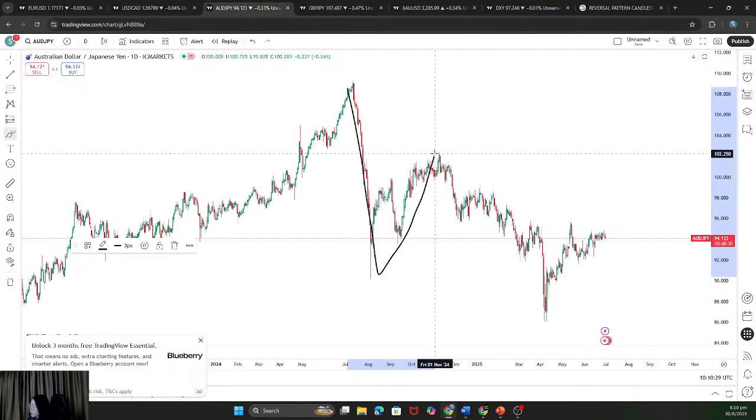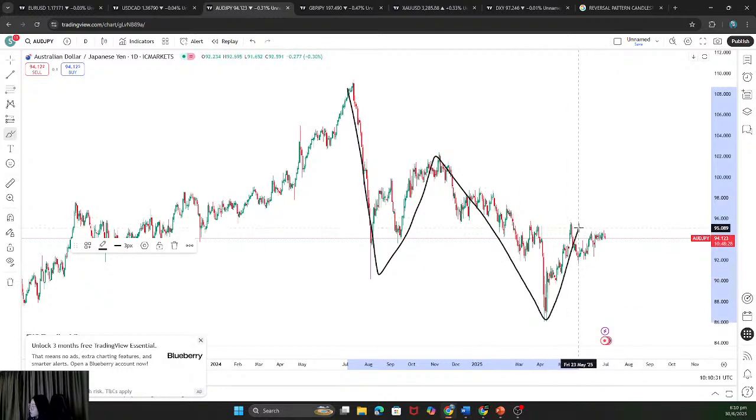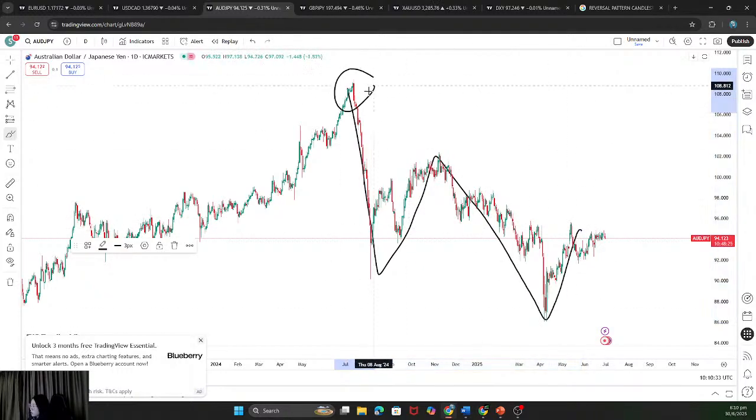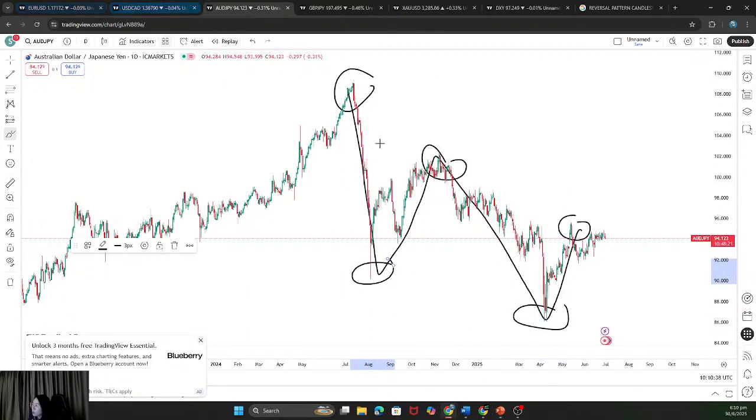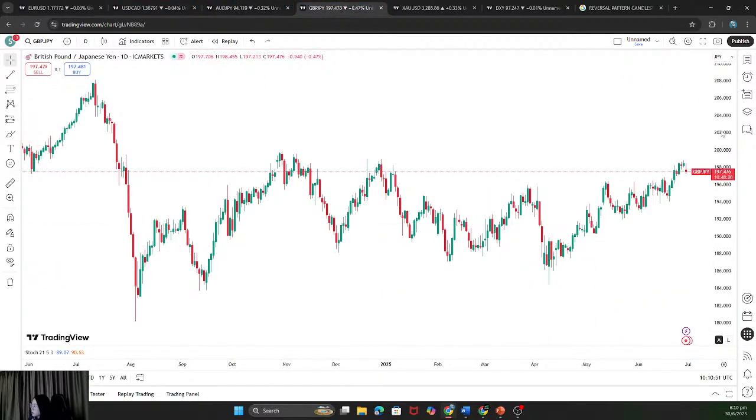AUD JPY, very clear downtrend, lower lows. So clear downtrend at this current point in time. I expect it to continue going down. No reason for me to suddenly think it's going to go up. Let me see.